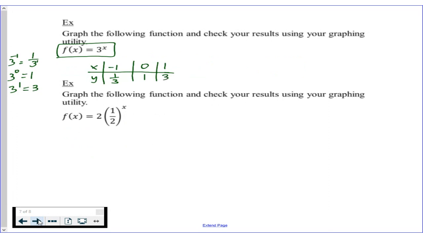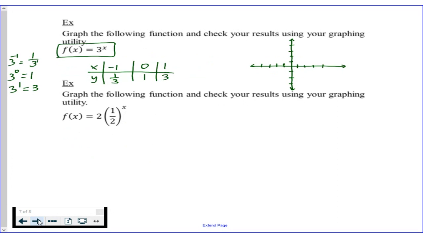So once you have these 3 points, it's just plot the points. That's all you have to do. So we know this is the growth function. It will increase from left to right. We have 1, 2, 3, 4. Okay, at -1 it's 1/3. So -1 is over here. 1/3 is close to 0. And at 0 it is 1.